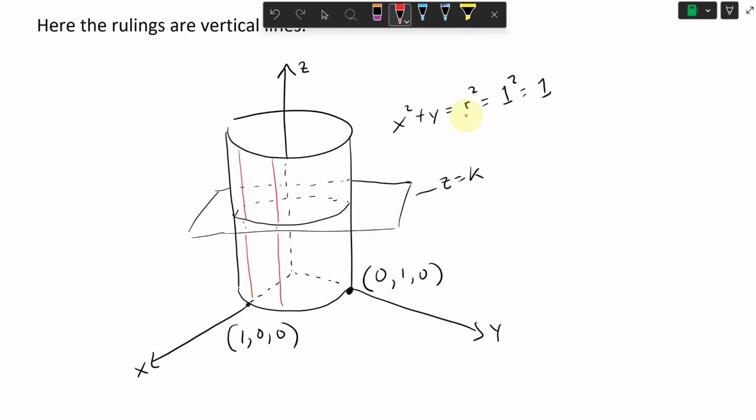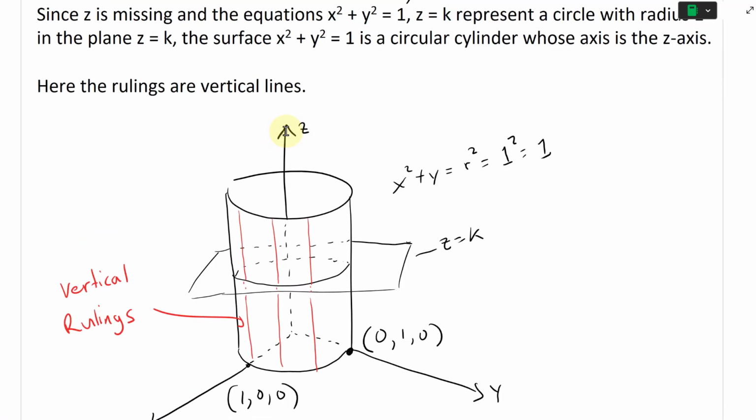Dash, dash, go straight through. Oops. Yeah, like that. I just fix that up. So you're just going to have vertical rulings. And there's the ruling. So vertical rulings. Alright, so that is what we have.